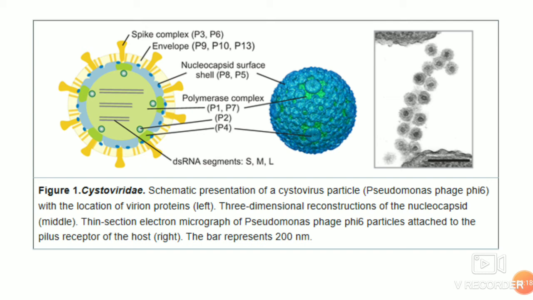The envelope surrounds an isometric nucleocapsid of 58 nanometer in diameter, which contains the nucleic acid. The nucleic acid here is in 3 segments. They are linear double stranded RNA. The segments are called segment L, M and S.